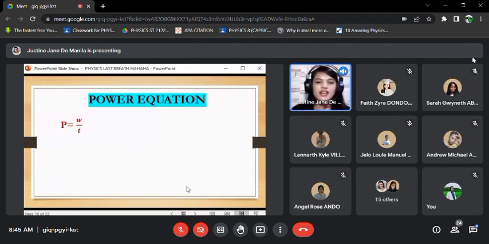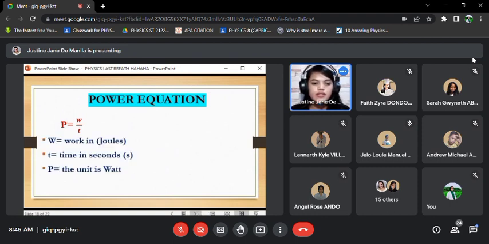So, to compute the power, we use this formula. We have P equals W over T, or power equals work over time, or the work divided by the time. So, take note, class, that work here should be in joules, and the time here is usually in seconds. And then the standard unit for power is the watt.